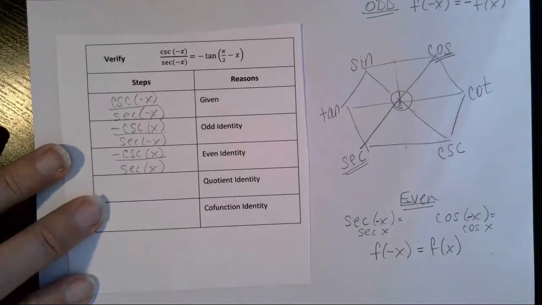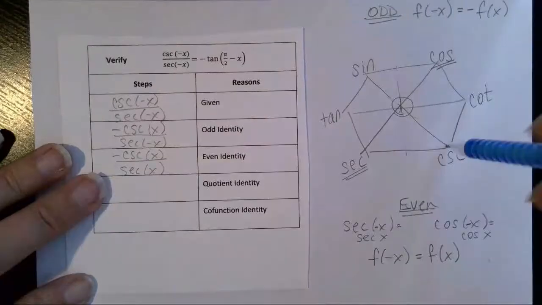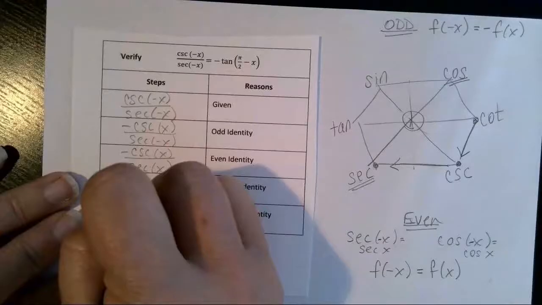Okay, next it asks us to look for a quotient identity, and cosecant divided by secant on our trig hexagon. So here's cosecant, here's secant, and that means that cosecant divided by secant is cotangent, because remember, 2 consecutive vertices make a ratio on that hexagon. So cotangent is cosecant divided by secant. So we'll go ahead and make that substitution into our proof here. So cosecant divided by secant now will become cotangent. So we have a negative cotangent of x.